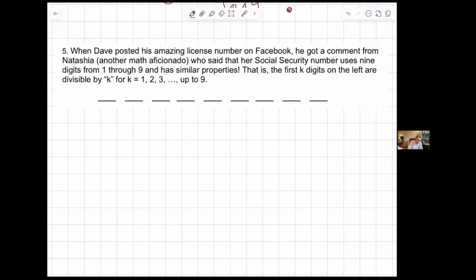So in this case, that means these first two digits are divisible by 2, the first three digits are divisible by 3, and so on, all the way to our first 6 digits are divisible by 6, and it keeps going. So our next 7 digits are divisible by 7, and 8 digits are divisible by 8, and 9 digits are divisible by 9. So we're just extending on the same exact reasoning we had before. We use each digit exactly once, the digits 1 through 9.